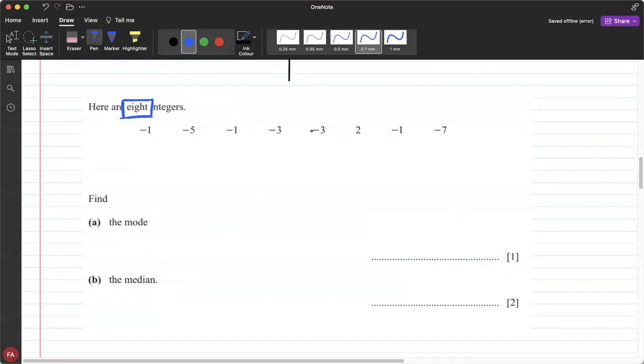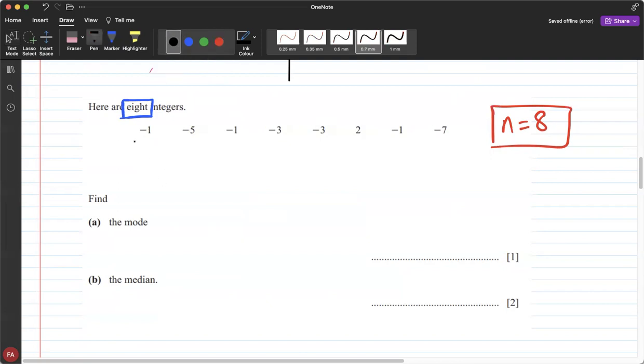1, 2, 3, 4, 5, 6, 7, 8, which is again listed down in the question as well. So I can maybe write it down separately that the total n value over here is 8. There are 8 terms over here. The first part of the question says find the mode.